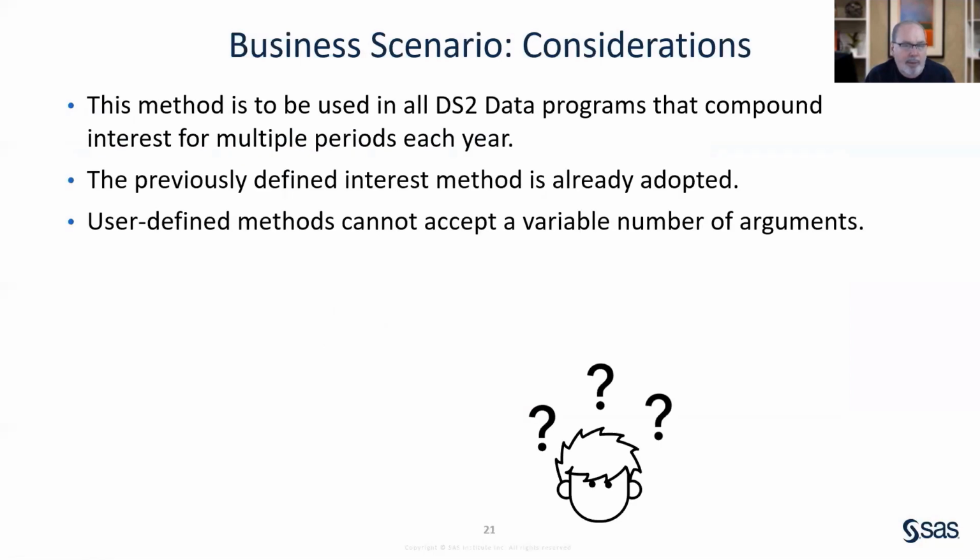Now the problem is we have a package out there with an interest method in it, and that interest method only requires 3 parameters. Our new method is going to require 4. And user-defined methods can't accept a variable number of arguments. So if we change the interest method to require 4, everybody who's using our package out there, they're going to crash and burn when they run their code the next time. If we don't change it to be able to use 4 arguments, of course, our boss is going to be angry. Maybe we'll get fired. So what can we do?